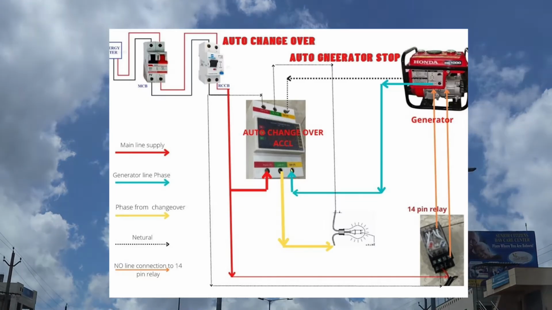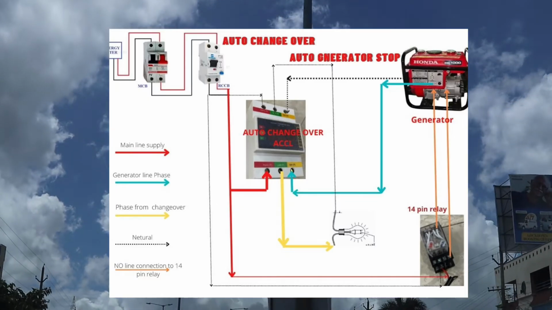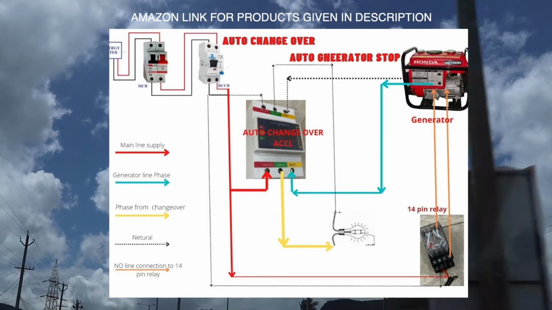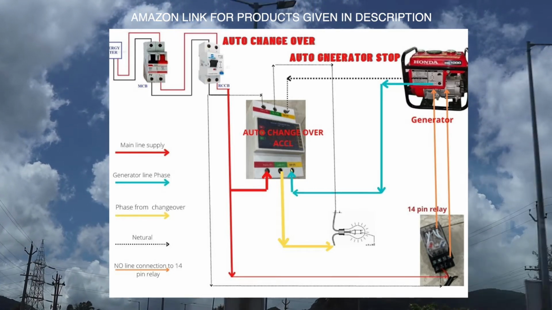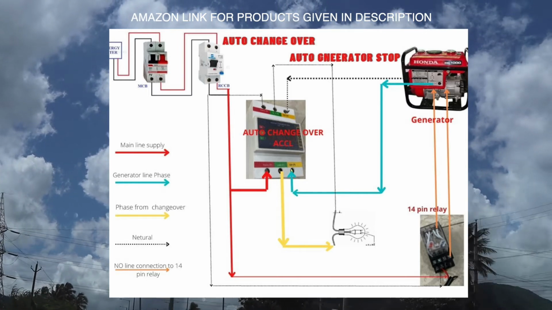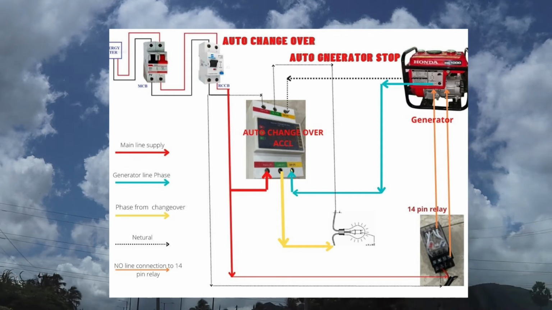In this video we will learn auto changeover of generator power to main power when the main power comes, and also how to automatically stop the generator without going to the generator when the main power comes. So for this purpose we need to do three things.